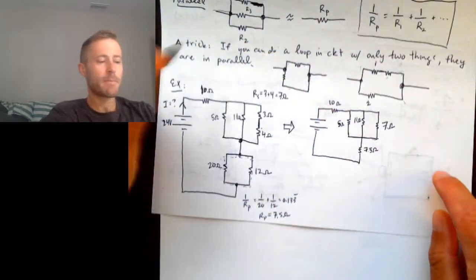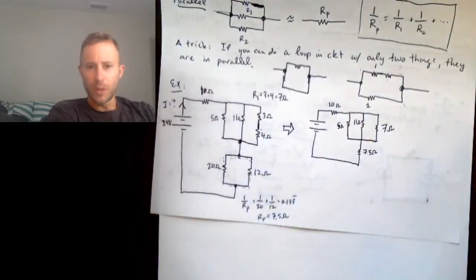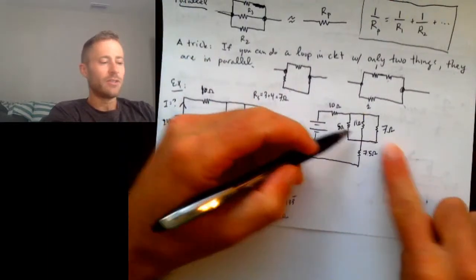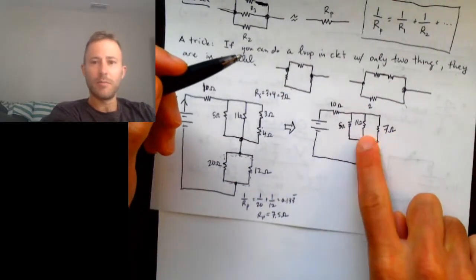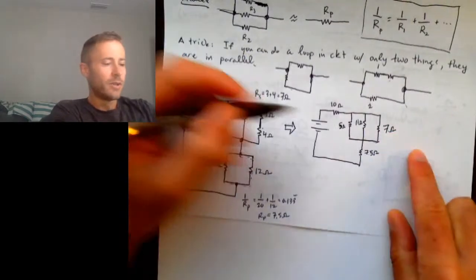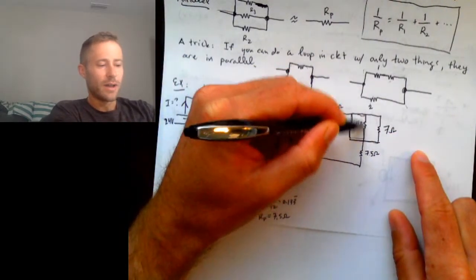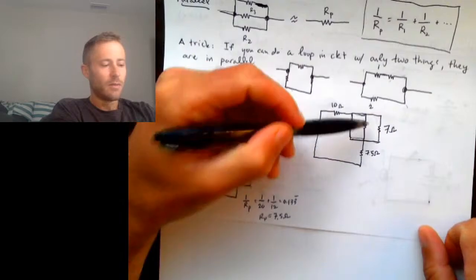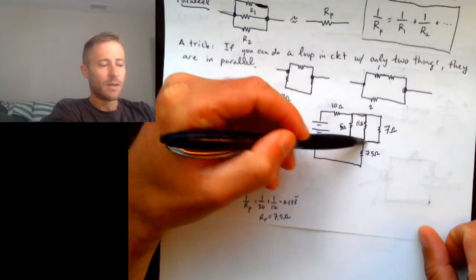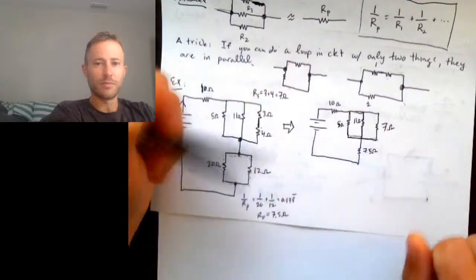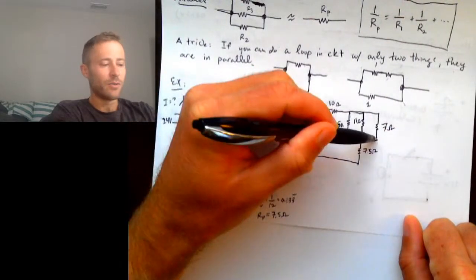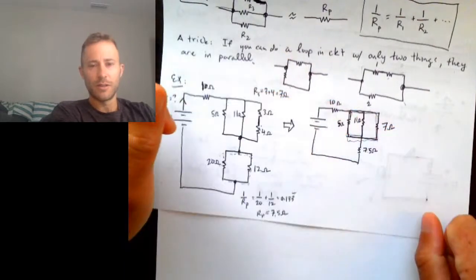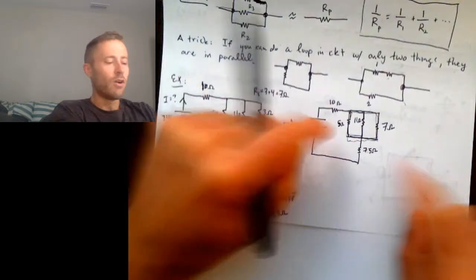All right. So where do we go from here? Well, one of the things I can see is that now these three are in parallel. How do I know that? Because if I go around this loop, I encounter only those two resistors. If I go around this loop, I encounter only those two resistors. If I go around this loop, I only encounter those two resistors. All right? So all three of those are in parallel.